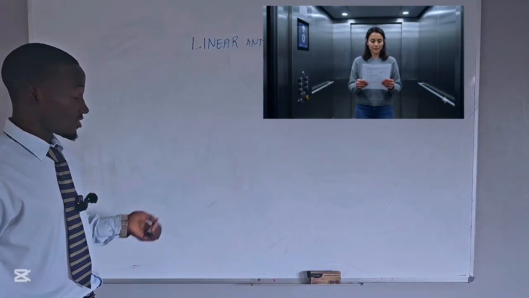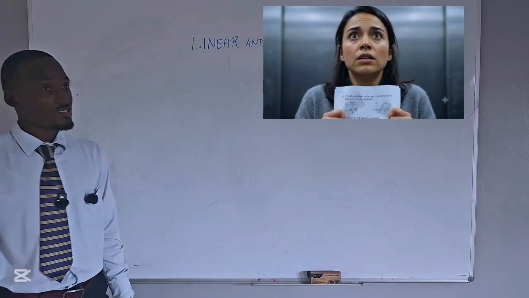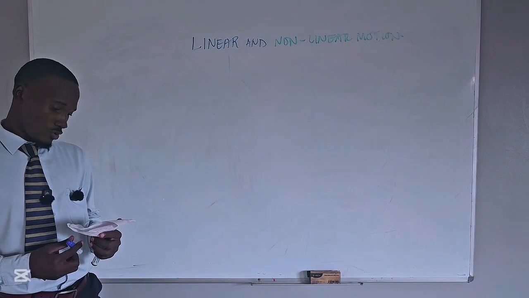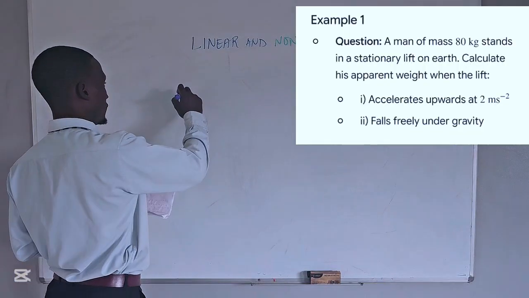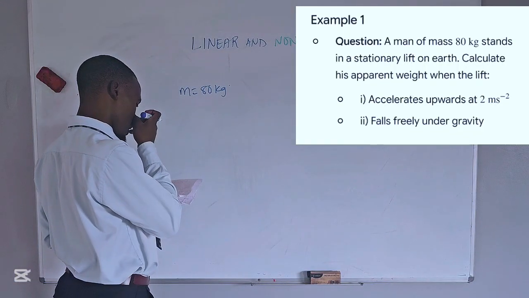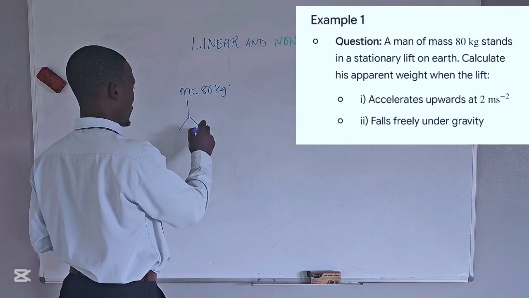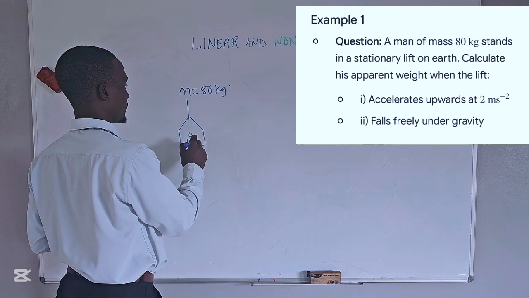They will be giving you scenarios on a lift and they will be asking you some questions, as we are going to see. So as you can see in that question, they are telling us that a man of mass 80 kilograms stands in a stationary lift on earth. So we have a lift and we have a man there.